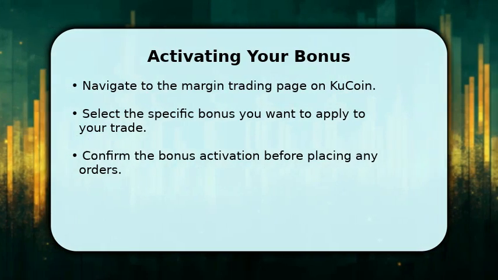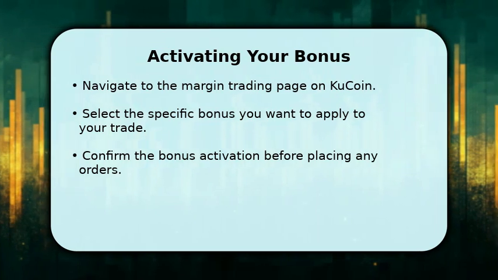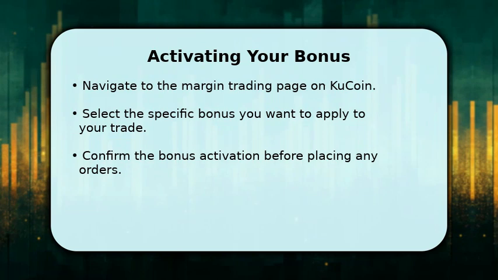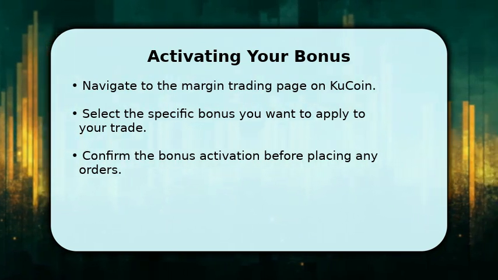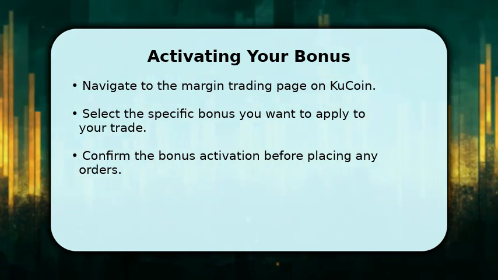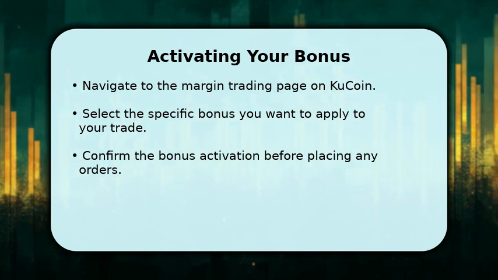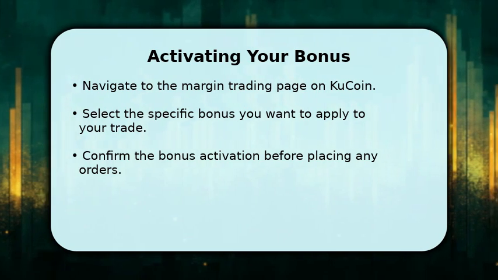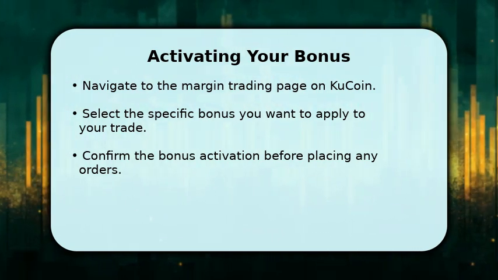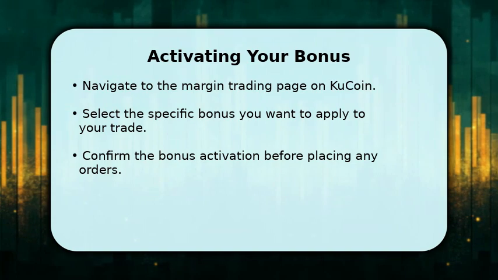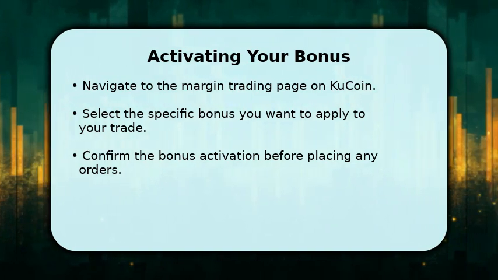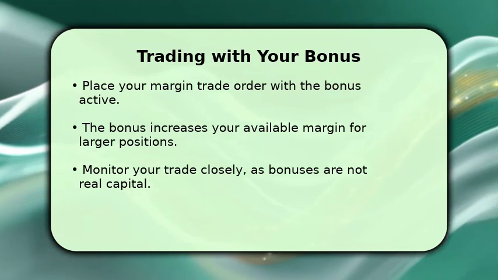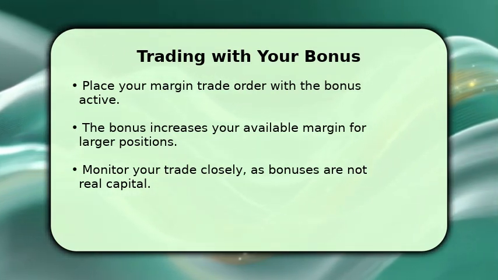To activate your margin bonus, head over to the KuCoin margin trading interface. Once there, you'll usually see an option to select or apply an available bonus. Make sure to choose the correct bonus for your intended trade. After selecting, confirm the activation. This step is vital to ensure the bonus is successfully linked to your margin account and ready for use in your next trading activity. When your bonus is active, proceed to place your margin trade order as usual.